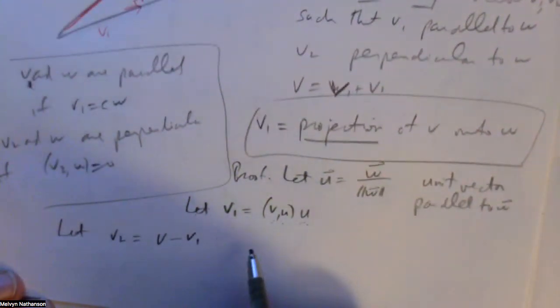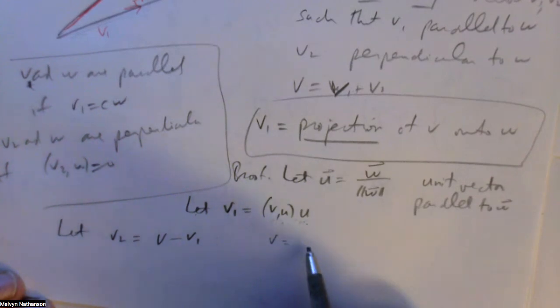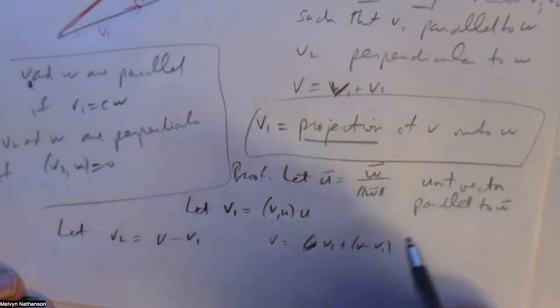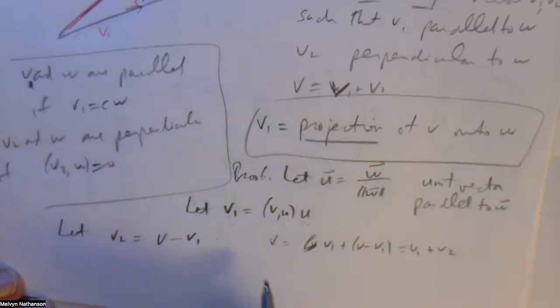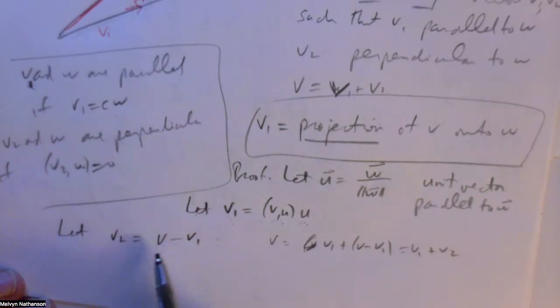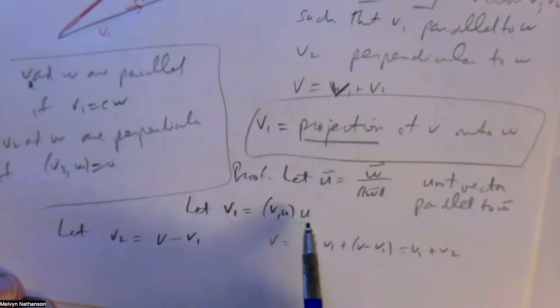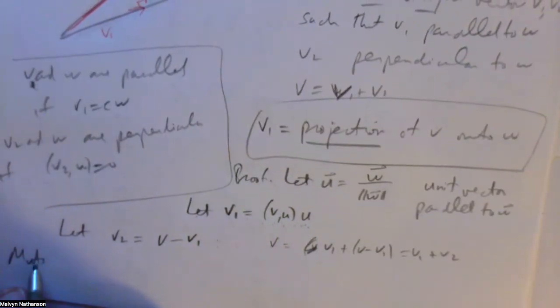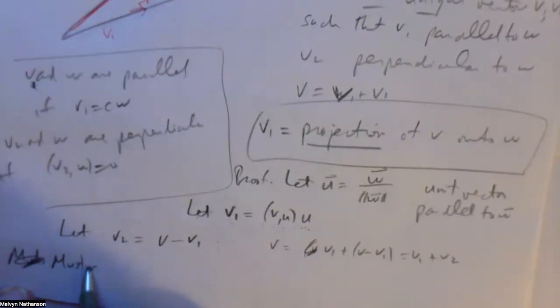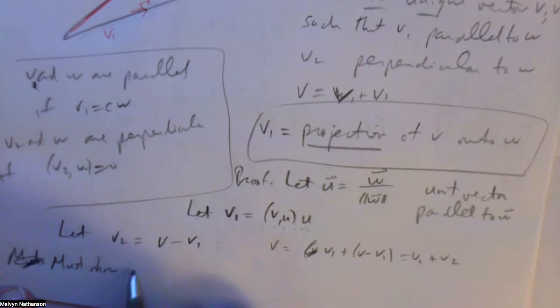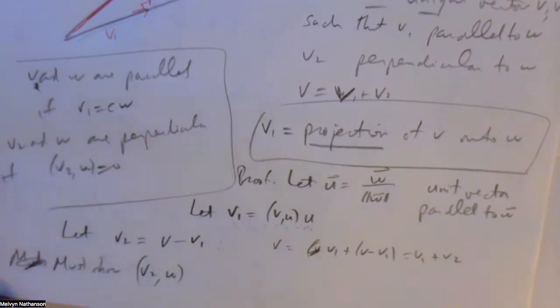So let's make one obvious statement. V is V1 plus V minus V1, because the V1s cancel. That's V1 plus V2. So V is certainly the sum of the vectors V1 and V2. I know V1 is parallel to U, I must show that V2 is perpendicular to W.